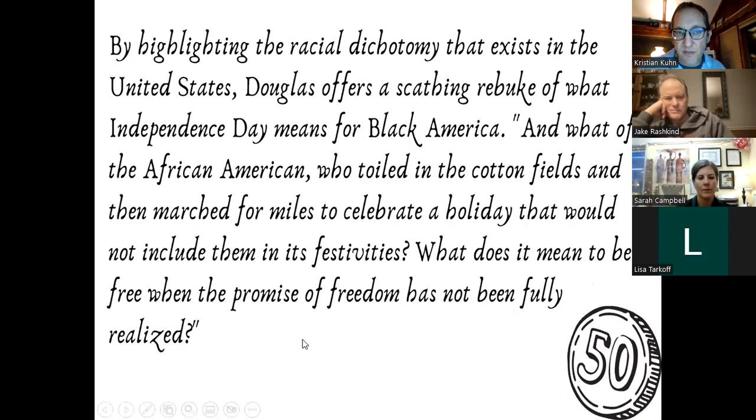This was the first time I ever experimented with ChatGPT. You have to feed it a line. You have to give it a starter sentence. So I'm like, all right, I'm going to be one of Mr. Kuhn's disciplined students and just give it the first line and see where it goes. So this is mine. I wrote this first sentence: By highlighting the racial dichotomy that exists in the United States, Douglass offers a scathing rebuke of what independence means for Black America. And then boom, quote dump. Every single time that ChatGPT is fed a first sentence like that, 9 out of 10 times it's going to grab a quote, and it'll just drop the quote for you.